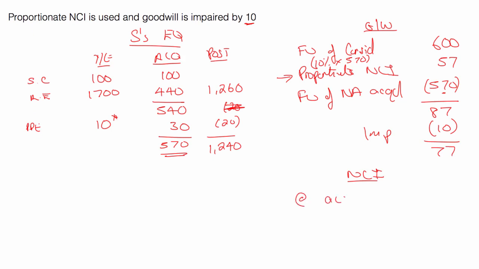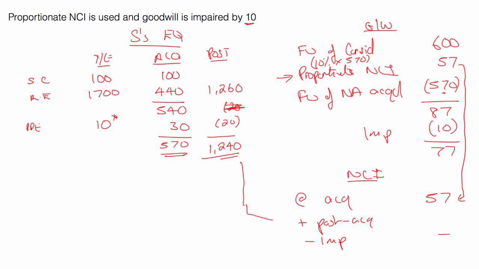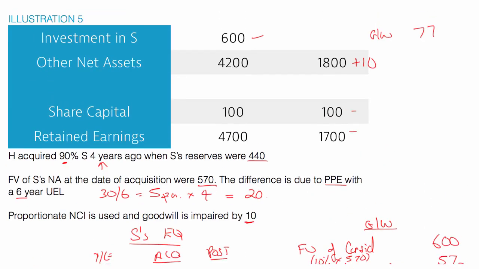Now I can do my NCI. I take the figure at acquisition, I add on post-acquisition, I take off any impairment if there was any, but there's not, because this is proportionate goodwill and they never get any goodwill impaired for that, so we take that off. We don't take it off of me. So 57 comes straight from there. Post-acquisition, I want 10% of this figure here. So 10% of 1240 is 124. I can add that together. I think that comes to 181. I hope it does. So NCI is 181 and I can go put that into equity.